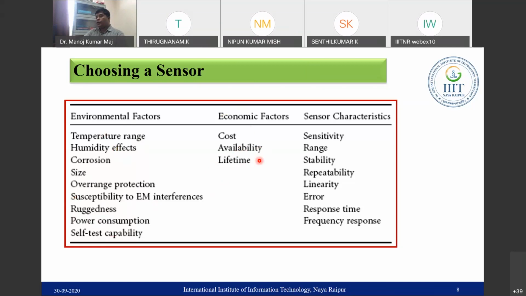So all these factors will be there for the economic factors, and different sensor characteristics, like depending on the sensor sensitivity, its range of application, like for what temperature it can be acted, or maybe for what amount of the currents, or actually what is the range of the current will be there for the sensor characteristics. It's the stability, the repeatability, its linearity, its error, its response time, and its frequency response. So all these things are dependent on the sensor characteristics.